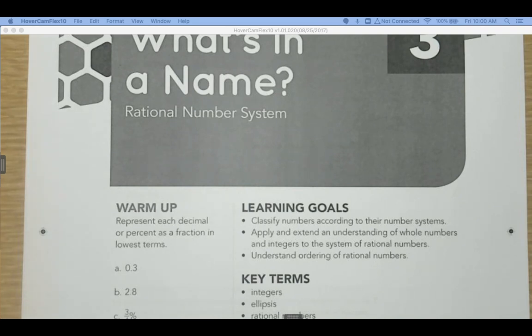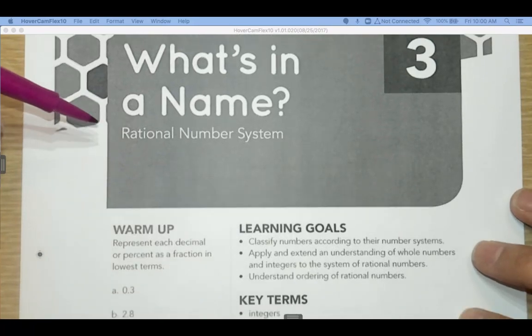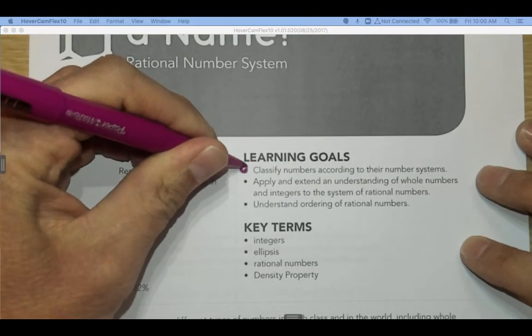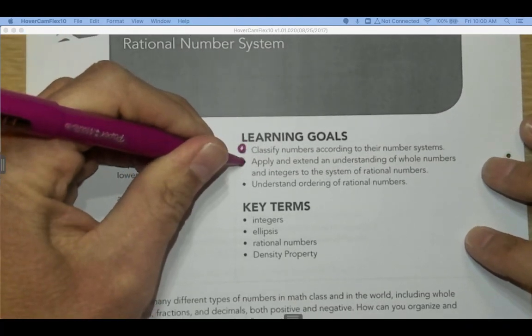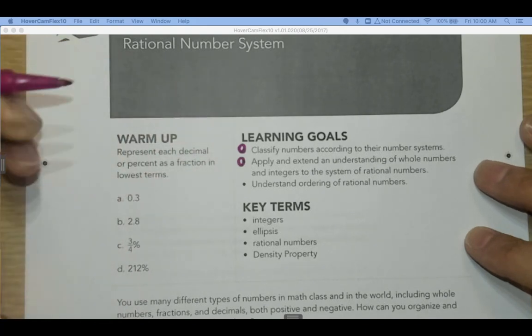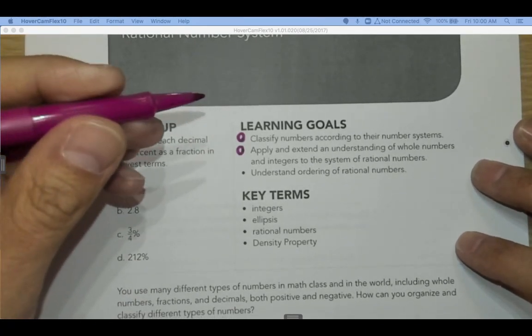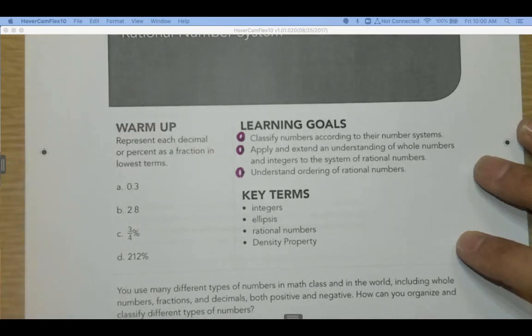All right, what's in a name? Rational number system. Learning goals. Classify numbers according to their number systems. Apply and extend an understanding of whole numbers and integers to the system of rational numbers. Understand ordering of rational numbers.